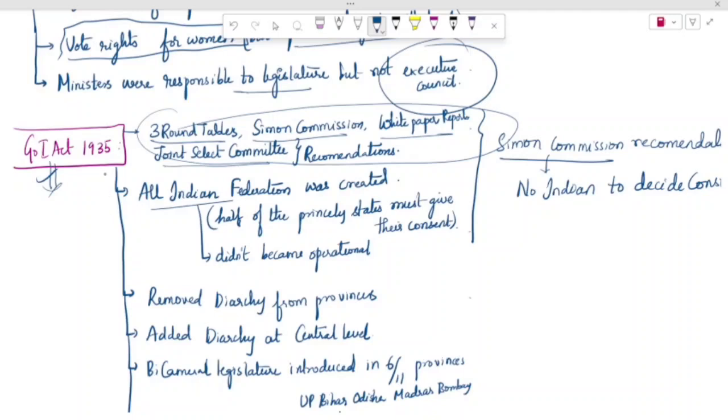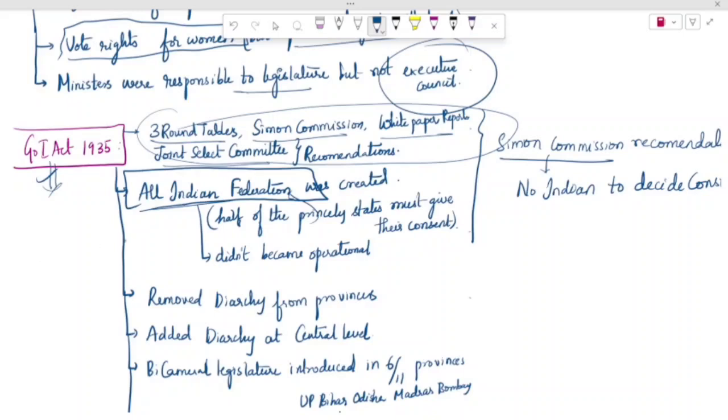And this Government of India Act 1935 has called for All India Federation. This provision was given. Half of the princely states must give their consent to join the All India Federation, but it didn't become operational because there were some more rules, which means that the population should be this much, and half of the princely states should give their consent to join the federation. So why would they join? It was made to delay our independence.